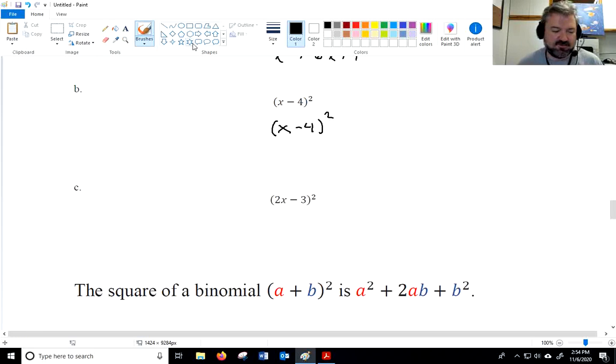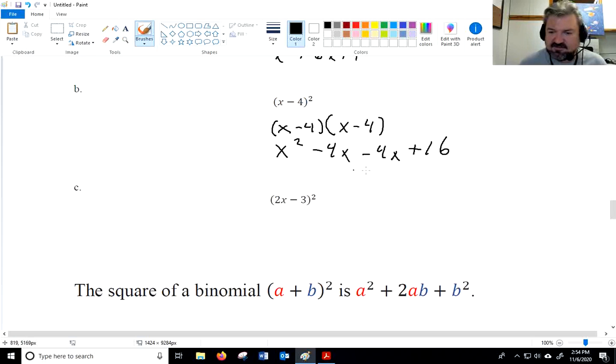Oh, I just rewrote it exactly as it was. x minus 4 times x minus 4. x times x is x squared. Then x times a negative 4 is a negative 4x. Then another negative 4x. And then a negative 4 times a negative 4 is a plus 16. So notice that when I square x minus 4, I end up with a plus at the end. And then there are two of these terms that are the same in the middle, giving me x squared minus 8x plus 16.